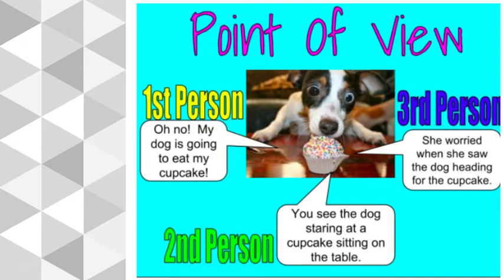So here's a little picture to help you think about it. First person, if the dog or the owner was going to read this or write it, they would say something like, oh no, my dog is going to eat my cupcake. If it's second person, you would hear something like, you see the dog staring at a cupcake sitting on the table. Third person is the author standing outside of the story, and it would be something like, she worried when she saw the dog heading for the cupcake.